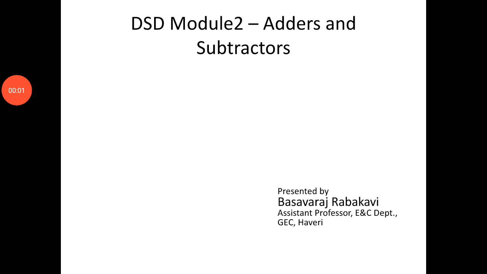So welcome to DSD subject, that is module 2. In module 2, today we will see about adders and subtractors. In the previous class we have seen, in this module 2, decoders, encoders, and after that we have seen the digital multiplexers. Okay, so how to realize the Boolean functions using the digital multiplexers. After seeing the multiplexers, now today we will see what are adders and subtractors.